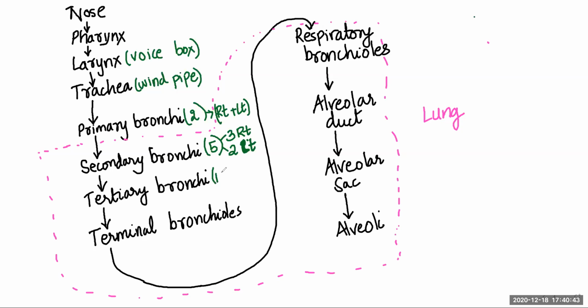There are 18 tertiary bronchi. There are 10 tertiary bronchi in the right lung, matlab the secondary bronchi will divide to form 10 tertiary bronchi in the right lung and 8 tertiary bronchi in the left lung.